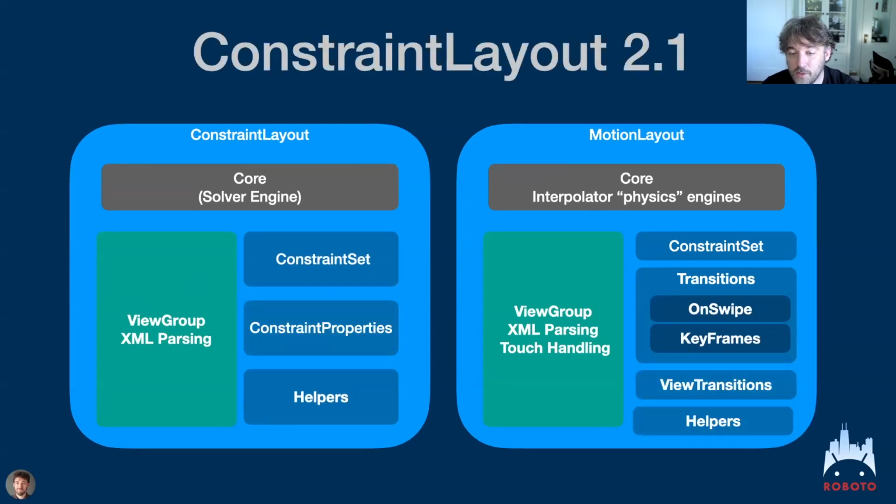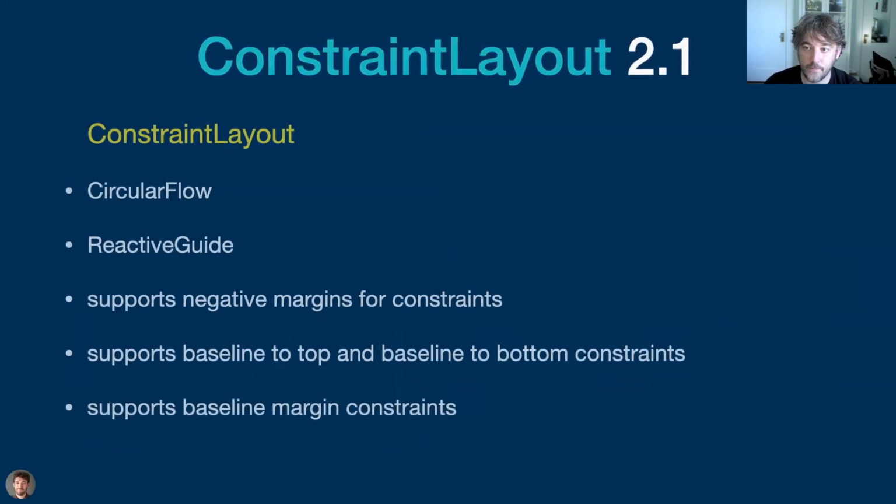The 2.1 release was a little smaller, but we got a couple of interesting things with constraint properties to provide a nicer way to programmatically create a constraint set. And more additions in MotionLayout with view transitions and additional MotionLayout helpers. Specifically, we added a couple of virtual layouts like circular flow and reactive guide, which is very handy to deal with things like foldables, and a few niceties that we really should have done before, like supporting negative margins for the relative constraints and expanding upon the baseline constraints. You can actually connect the baseline to something else that is not a baseline.